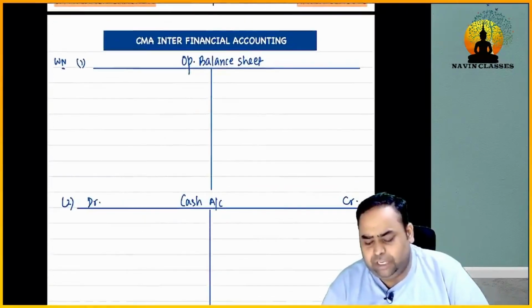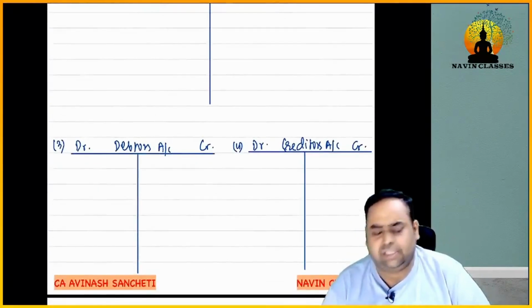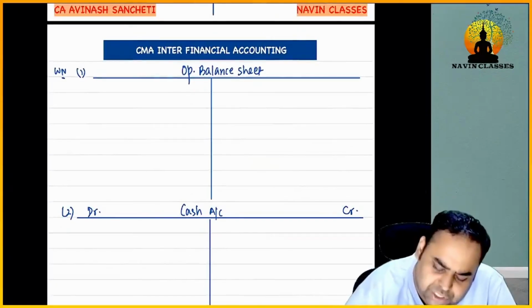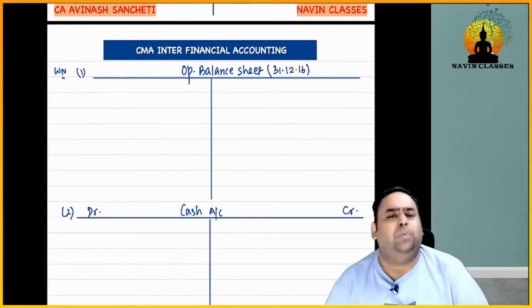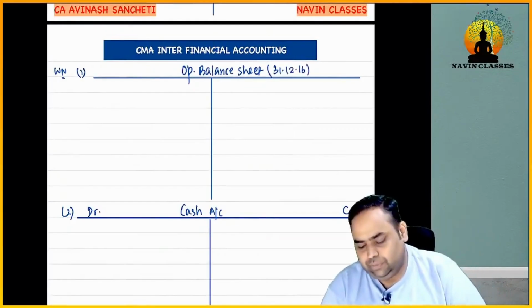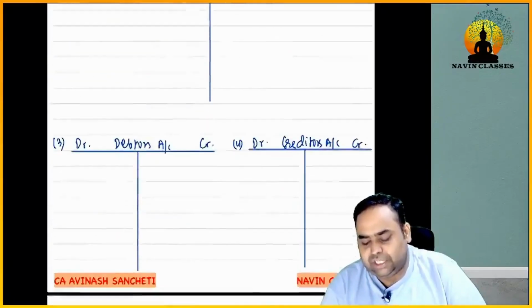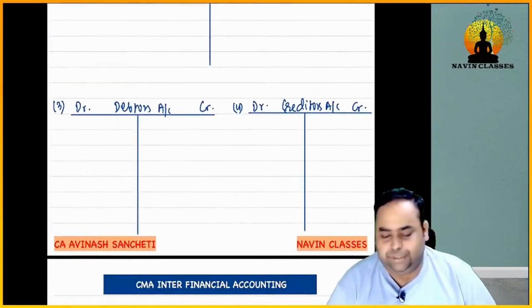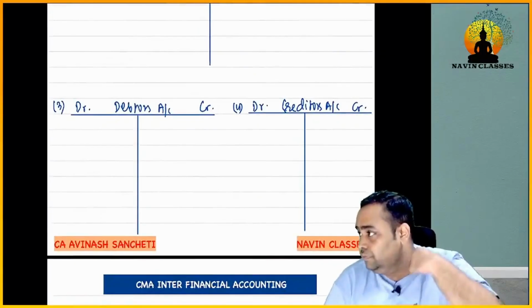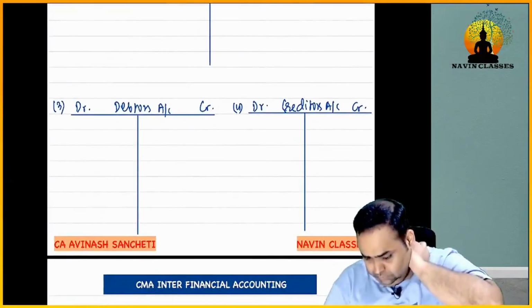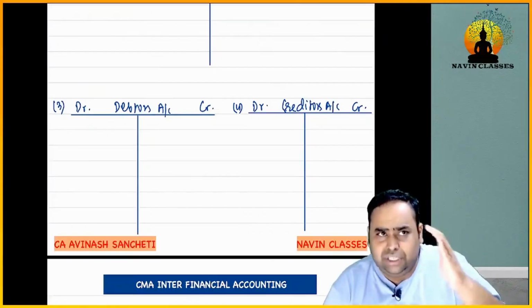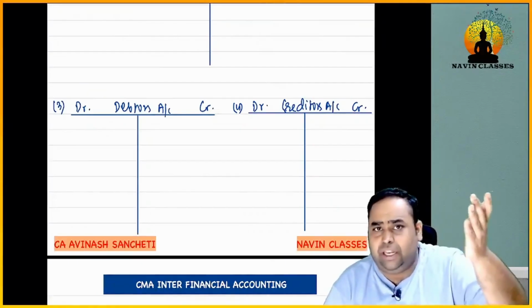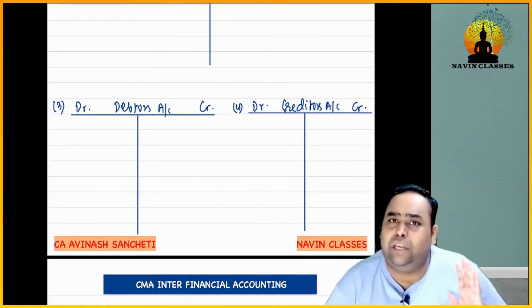In the workings, you can write opening balance sheet, cash account, debtors account, creditors account, and write next to the opening balance sheet 31st December 16. So last year's closing is this year's opening. How will we know which ledger to make? By looking at the balances. You will need to create ledgers for the accounts whose balances are given, which we have already written down earlier.